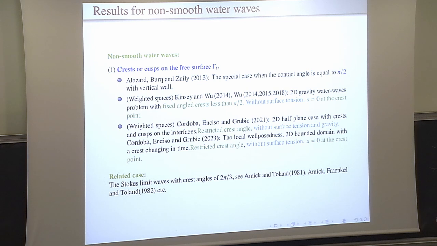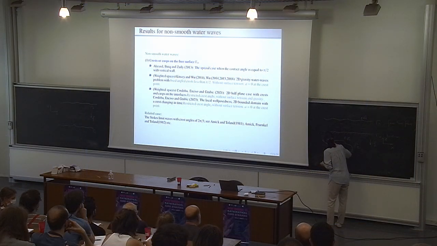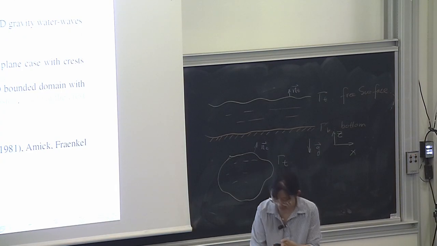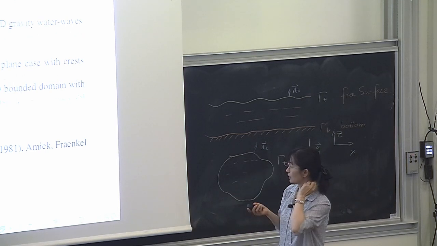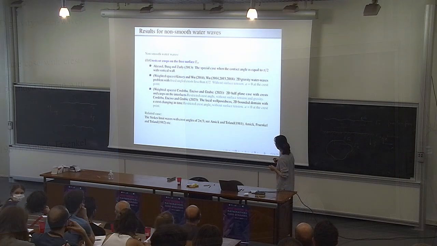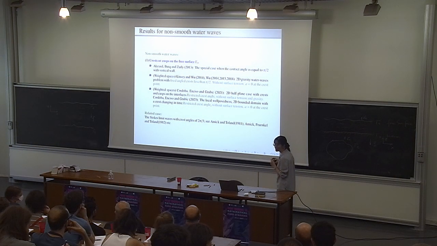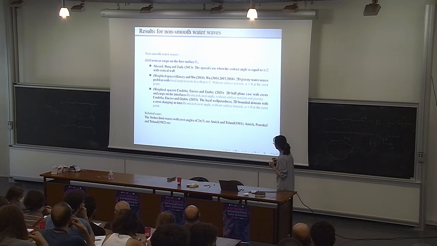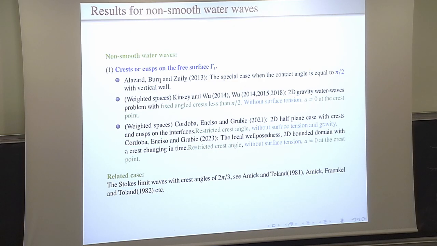And also, there are works by Cordoba, Enciso, and Grubic. They have two papers about local well-posedness, in a two-dimensional half plane like that, or a two-dimensional bounded domain. For example, here is the crest point. First they worked without surface tension and gravity, and then with gravity. And of course, the Taylor sign also vanishes at the crest point.